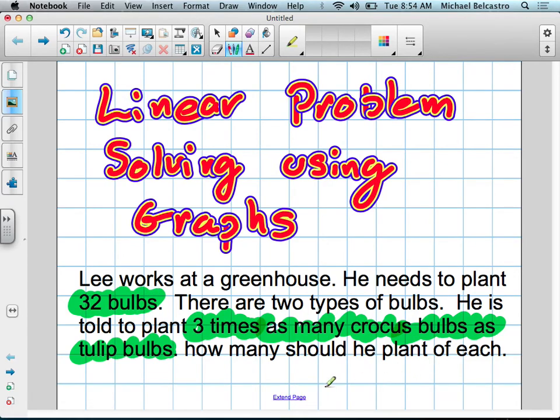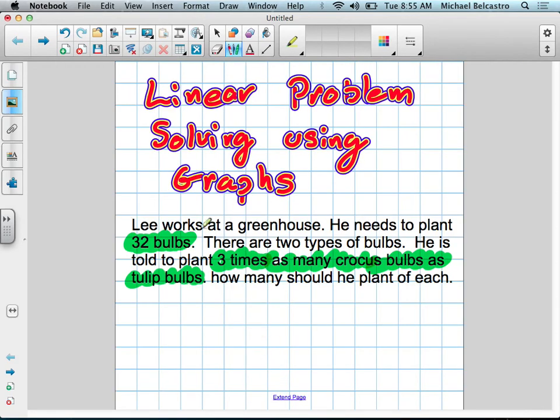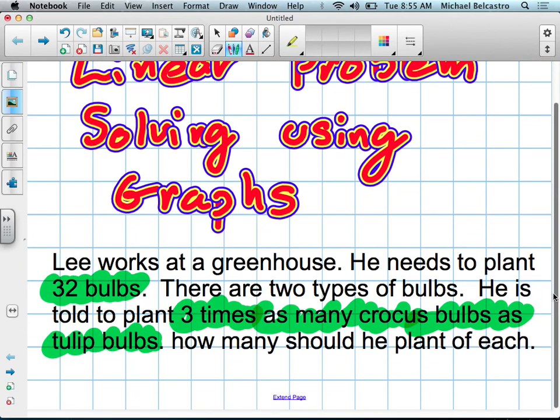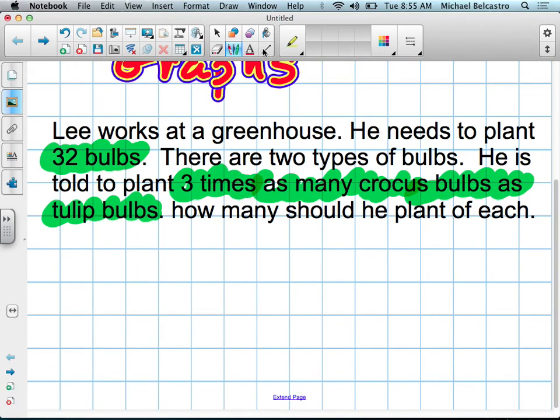Okay. So we're going to need to make 2 equations. The first thing we need to talk about is how many bulbs does he need to plant altogether? Anyone know? 32. So we know he needs to plant 32 bulbs. Do we know how many he's to plant of each, crocus and tulip? Not yet. That's what we're trying to figure out. But we know there's only 2 types, as they said.